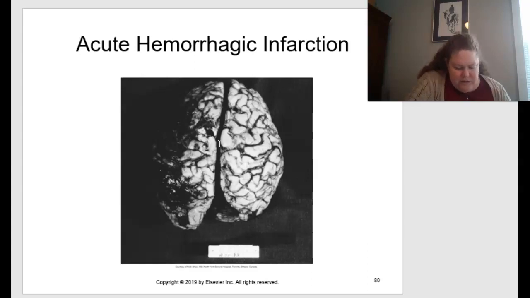This is a picture of an acute hemorrhagic infarction, and this is on page 347, and it's figure 14.13. And so there is the external superior surface of the brain showing an acute hemorrhagic infarction. So notice the blood vessels on the surface of the brain. So this area, that's the dead or necrotic area, that would be what happened after the infarction.